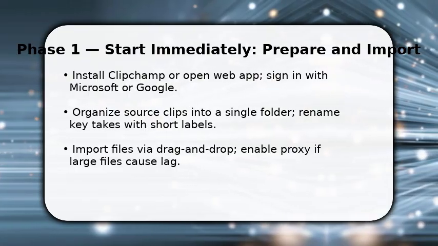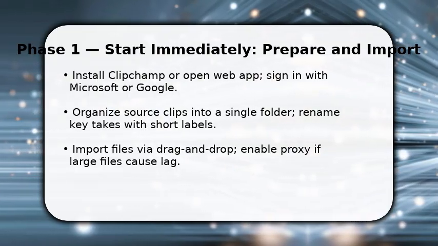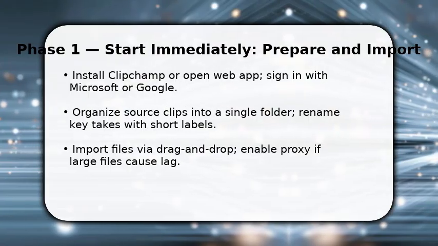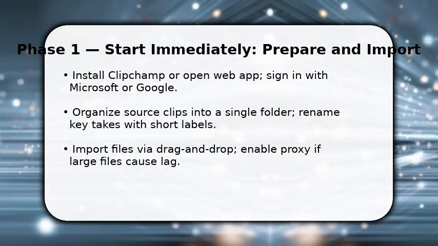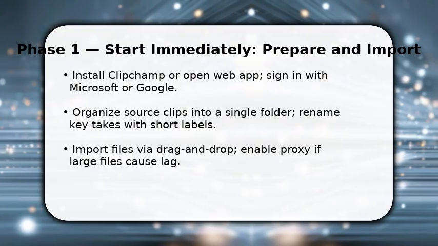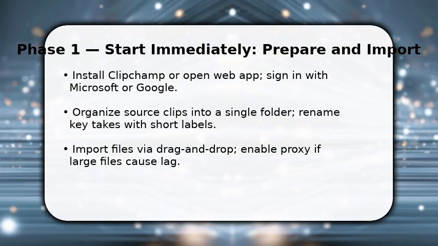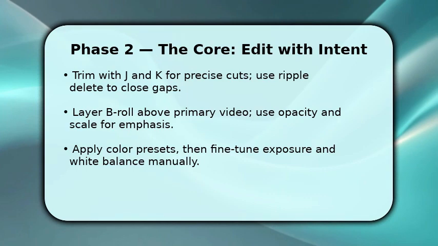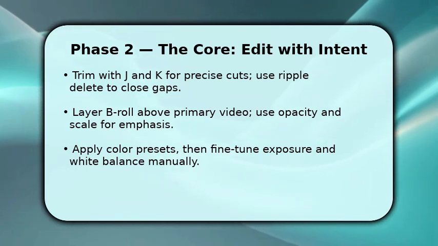Make sure to organize clips into labeled bins and delete obvious bad takes immediately. This reduces decision fatigue. Also, enable proxy or lower preview quality if your machine stutters while editing. You now focus on shaping the story with precise edits and layering.